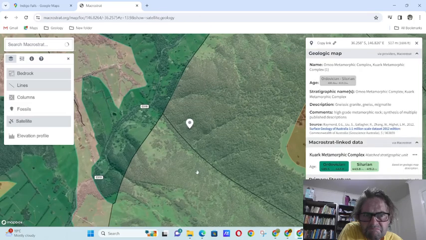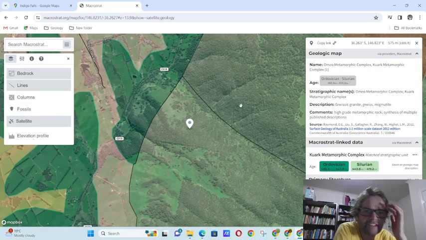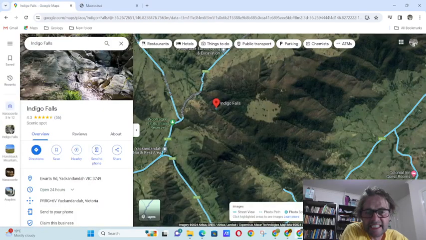And it's in the metamorphic complex, but I'm not too sure if it's a granitic gneiss, migmatite, or even if it's a schist. So, anyway, I hope this helps you with your geology in Victoria.